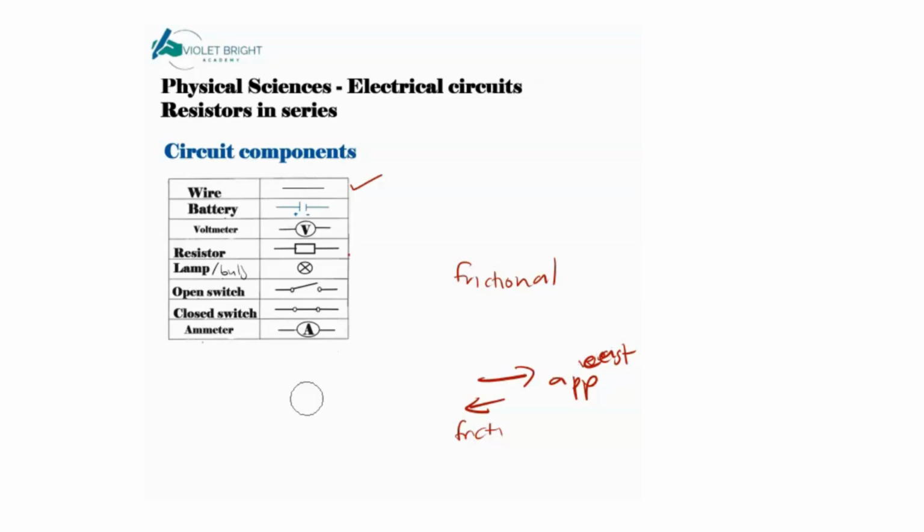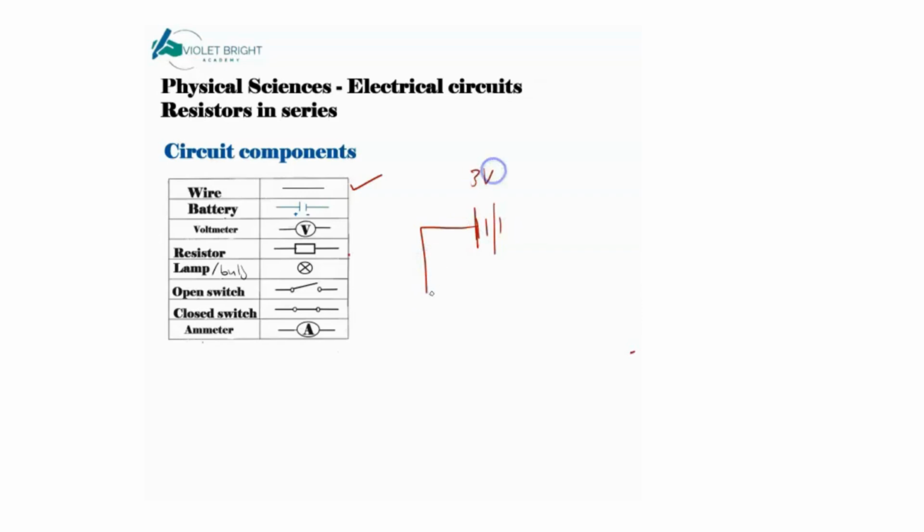Let's say there's a resistor in a circuit. I'm just going to do a short circuit just to show you. Let's say the battery is 3 volts. Remember, without the resistor, current just flows without being reduced.